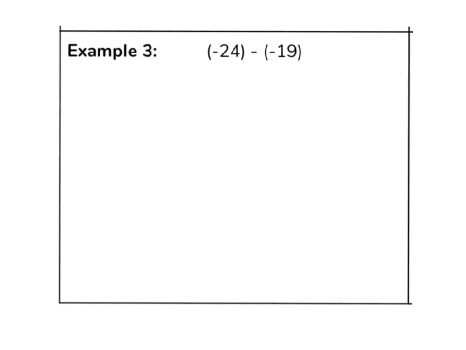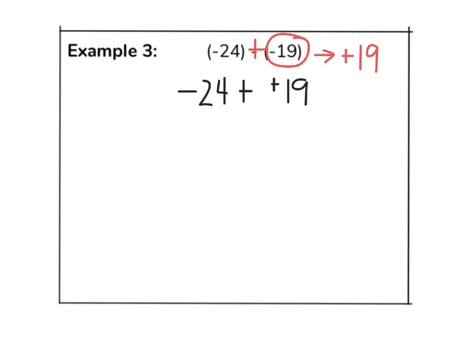In example 3, now we see that we have a negative, so we're going to do negative 24, keep that the same, change the subtraction sign to addition, flip or change the negative to a positive 19, so we're going to end up with negative 24 plus positive 19. And now we're going to find the absolute values of each.